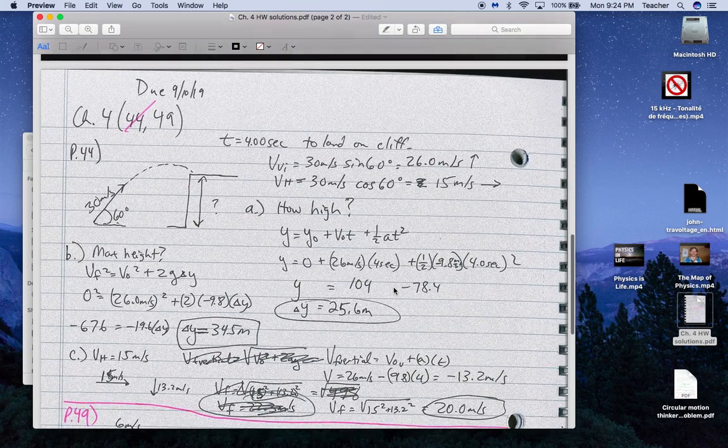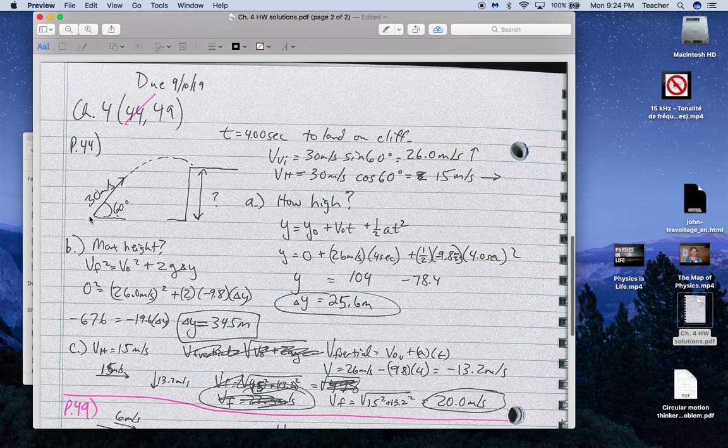When I go down to number 44, this is a problem where you have something shot at a 60-degree angle from horizontal, and it's in the air 4 seconds before it lands on a cliff.